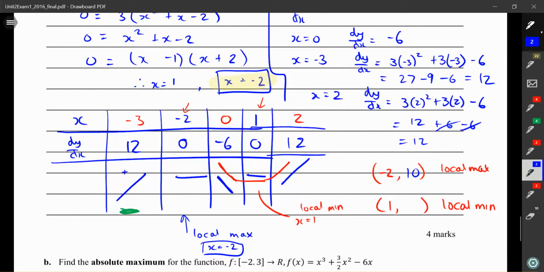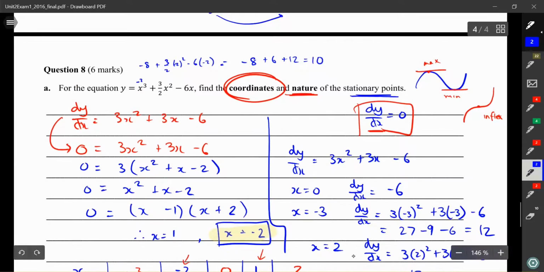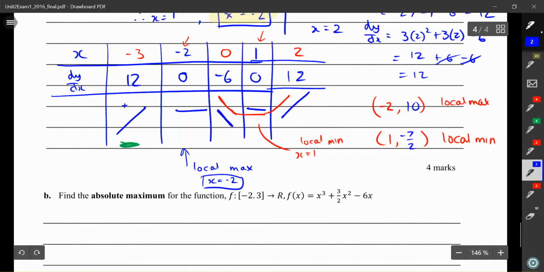And then the next one, if I sub 1 in, oh, that's a bit easier. You've got 1 plus 3 over 2 minus 6. Well, this gives you some sort of fraction, doesn't it? 1 plus 3 on 2 is, 2 times 1 is 2 plus 3, so that's 5 on 2, minus 6. That equals, negative 12 plus 5 is negative 7 on 2. So negative 3.5 is what the other answer is. So negative 7 on 2. There you go, local minimum.